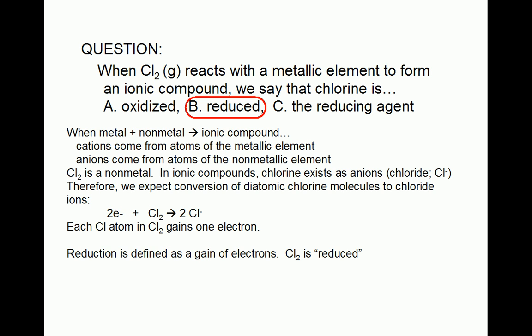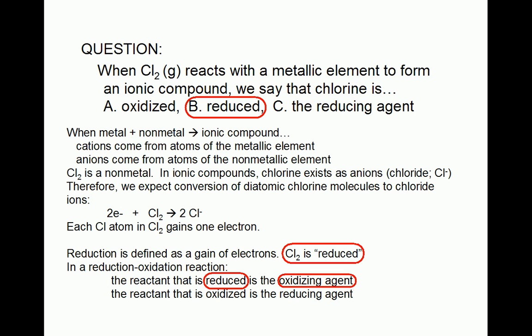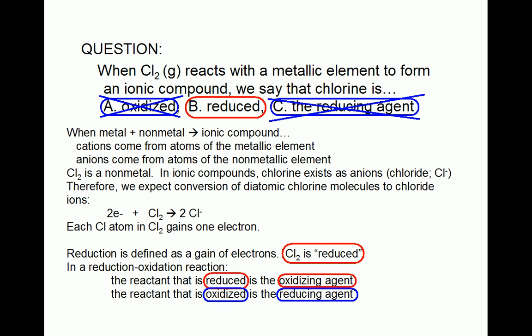In a reduction-oxidation reaction, the reactant that is reduced is the oxidizing agent. Here, chlorine is the oxidizing agent, not the reducing agent. The reactant that is oxidized is the reducing agent. In other words, choice A and choice C are either both correct or both incorrect. Here, they are both incorrect.